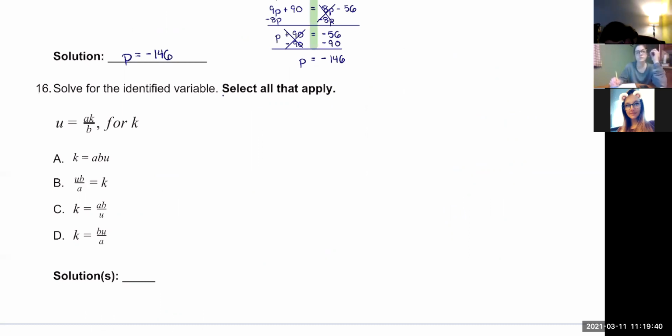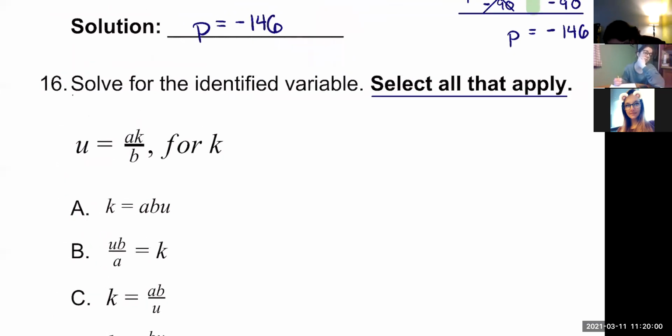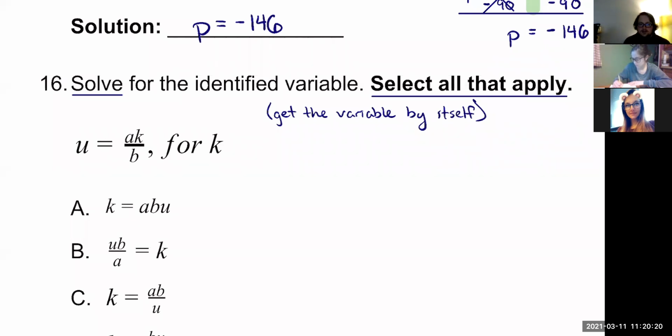Now, I will draw your attention to the fact that it does say select all that apply, which leads me to suspect that there may be more than one correct answer. So I do want to consider all of them before I call it quits. But what it's asking for is for us to solve for the identified variable. Well, we've done solve. We know what solve means. All that's basically telling us to do is to get the variable by itself. You're solving for a variable. Your ultimate goal is to get the variable by itself.